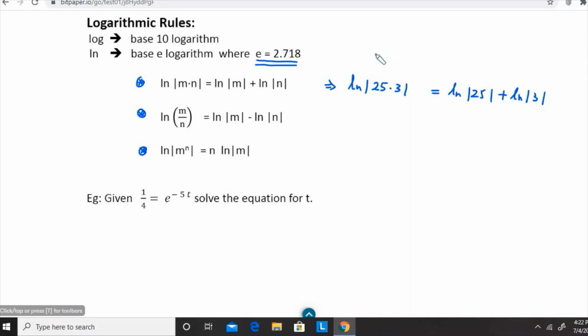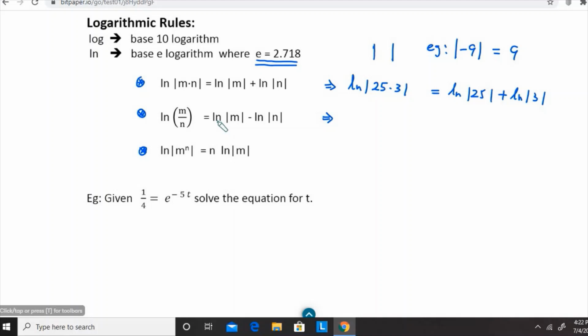Okay, this symbol, you can see these two parallel lines, that gives you the modulus. It basically tells you to just take the magnitude of that number. So for example, if you take the modulus of, let's say, negative 9, that's equal to 9. Okay, like that.